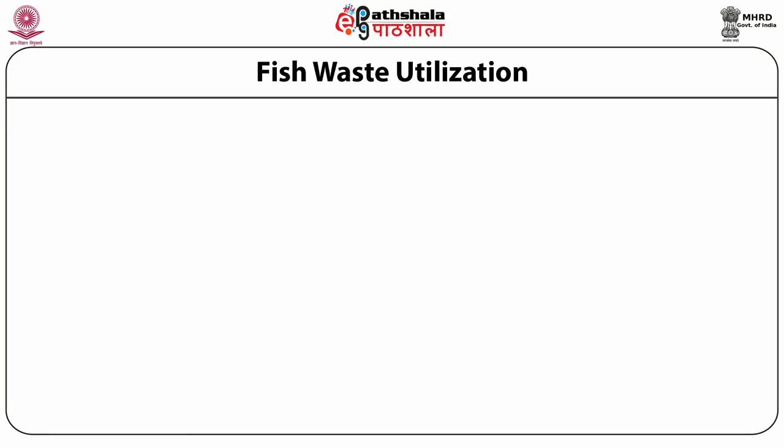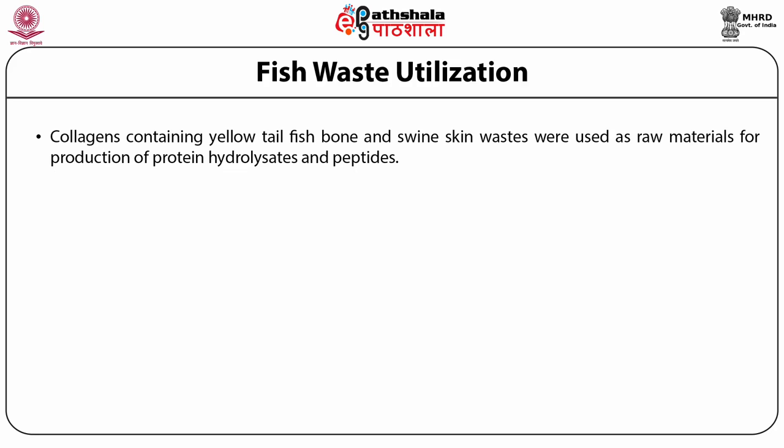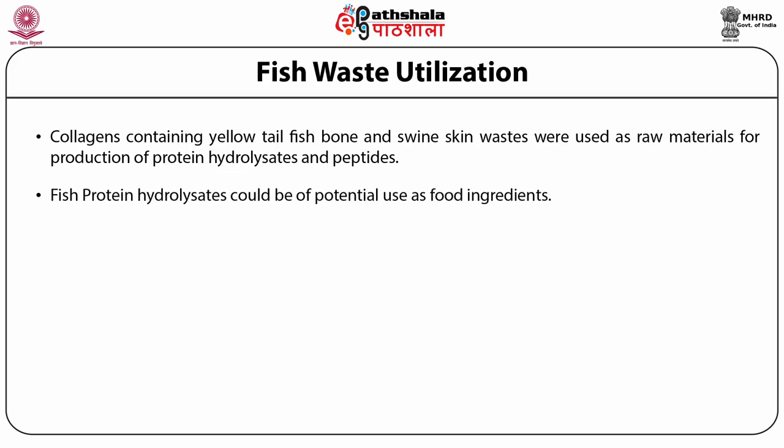Fish waste utilization. Waste of the fish is utilized for the production of fish proteins as an isolate or concentrate. In this case, proteins are isolated by various methods like hydrolysis. Collagens containing yellowtail fish bone and swine skin waste were used as raw materials for the production of protein hydrolysates and peptides. Fish protein hydrolysates could be of potential use as food ingredients.